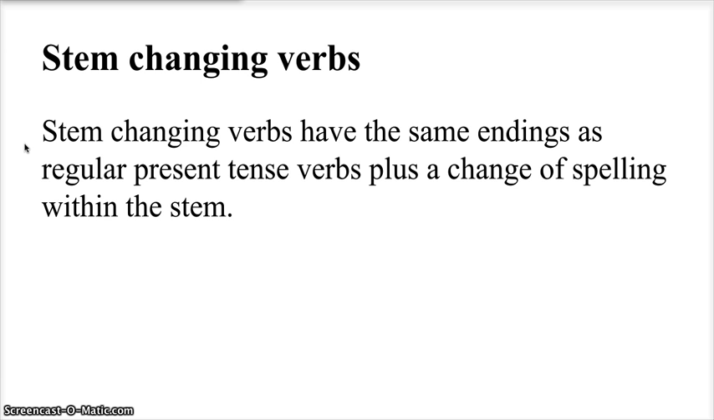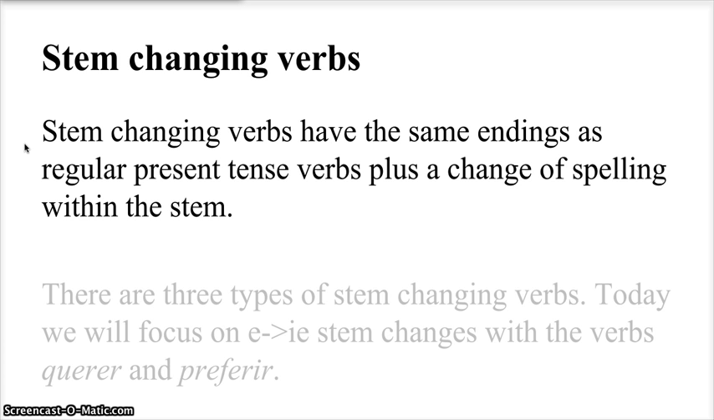Stem changing verbs have the same endings as regular present tense verbs, plus a change of spelling within the stem. So these verbs, if they end in AR, will still have the endings o, as, a, amos, ais, an, ER, o, es, e, hemos, eis, en, or IR, o, es, e, imos, is, en, plus an extra spelling change.